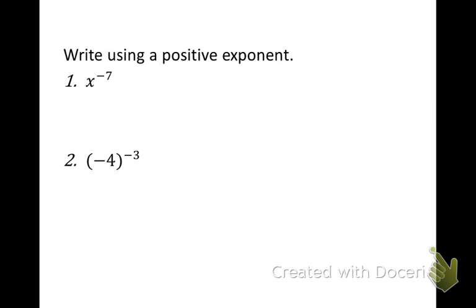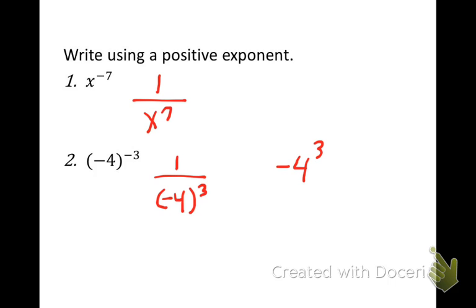So it's important to read the directions. This says write using a positive exponent. So a negative exponent, just by definition, is 1 over that to the positive, and there would be your answer. Again, this is going to be 1 over, and the negative 4 inside stays the same, but it's the exponent that becomes positive. And you do need to keep that negative 4 in parentheses because this does mean something different. So keep it in parentheses if it's in parentheses to start with.